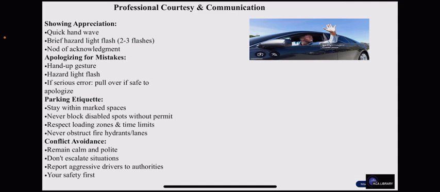Now let's move on to professional courtesy and communication. First is showing appreciation, that is, how do you communicate professionally while driving. Showing appreciation requires a quick hand wave or hazard flashers, 2 to 3 flashes, just 1, 2, 3, to show appreciation. That's the means of communication. Or you give a nod of acknowledgement. Then when you want to apologize for mistakes, you use a hands-up gesture, sorry, or hazard flashers also. If it is a serious error and it is safe, pull over and then apologize safely.